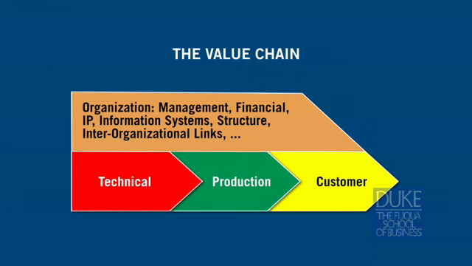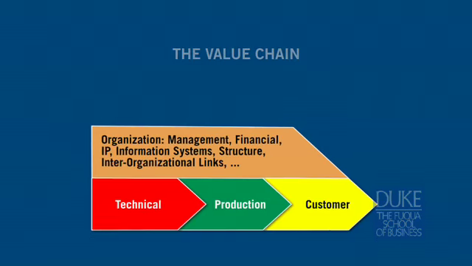And then on top, spanning the functional skills, are the organizational skills. And here I've listed management, financial, IP, which stands for intellectual property, information systems, the organizational structure, and the interorganizational links. There's a whole range of organizational capabilities that you can use to span and organize your functional capabilities. And again, this is a basic model to get you started. You'll need to look at your own business and decide what are the key organizational skills that make sense in your context.